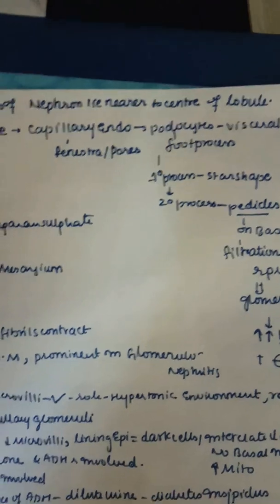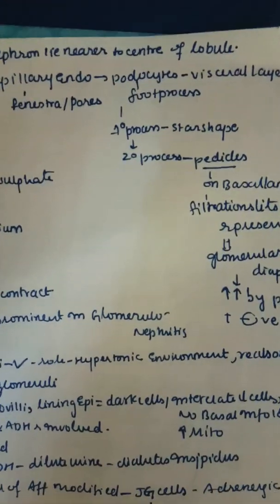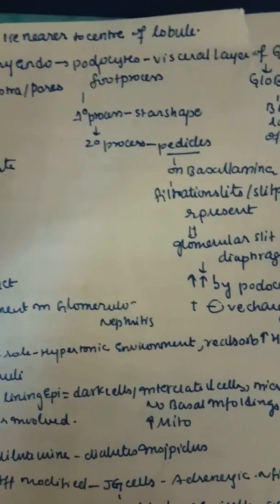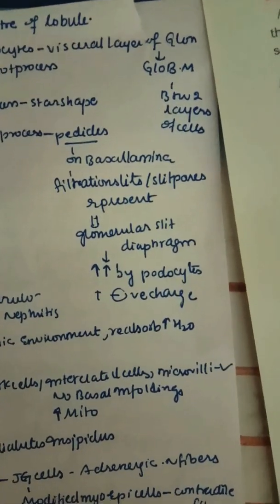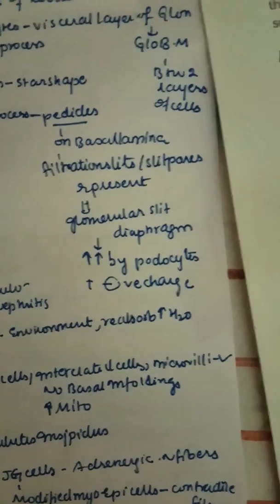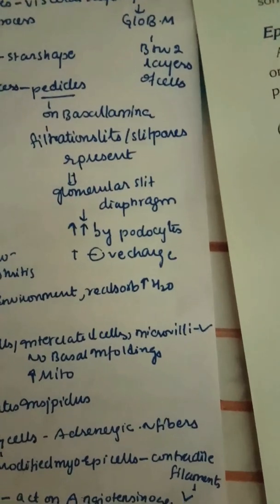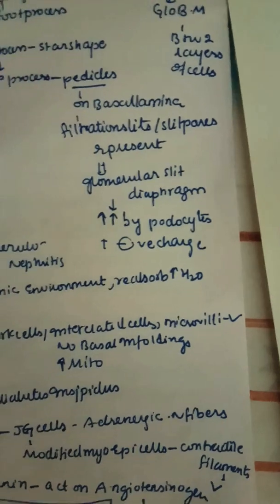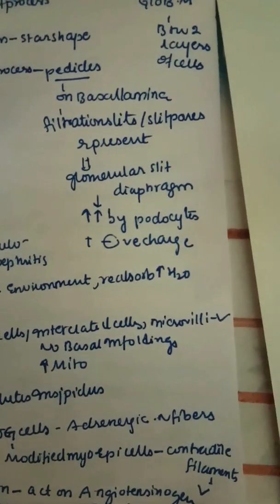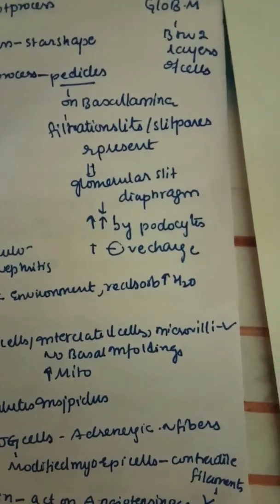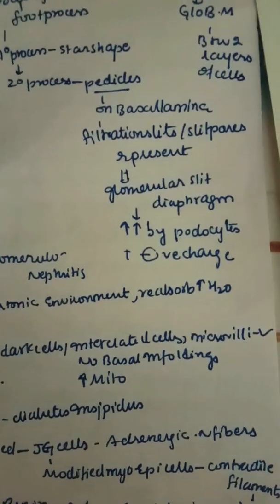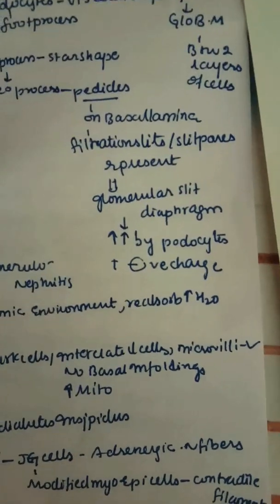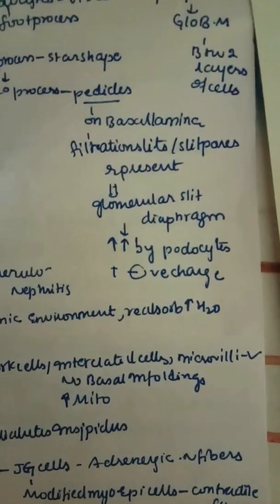So these capillary endings have many pores, and the foot processes mainly have primary processes, which are star shaped, and the secondary processes form pedicles. Pedicles are mainly present on the basal lamina, and they have filtration slits, or slit pores, and the glomerular filtration diaphragm is also present. Thereby you can understand that the surface area is increased, the exchange capacity is increased, and the filtration capacity is increased. All this is possible because of the large number of podocytes and the negative charge in the membrane.